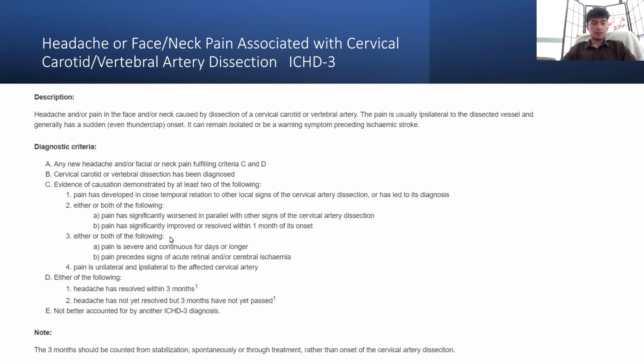It's like vice versa, because it's not fully understood yet, but it can cause change, as you see. And the third of the C criteria is pain is severe and continues for days or longer. We also see painkiller resistance, and some patients are alerted if their headache doesn't respond to painkillers, and pain precedes signs of acute retinal and or cerebral ischemia. And fourth is pain is unilateral and ipsilateral to the affected cervical artery. And criteria D is either of the following: headache has resolved within 3 months, or headache has not yet resolved, but 3 months have not yet passed. It's like an exclusion criteria, as you see. And again, as always, not better accounted for by another ICHD3 diagnosis.